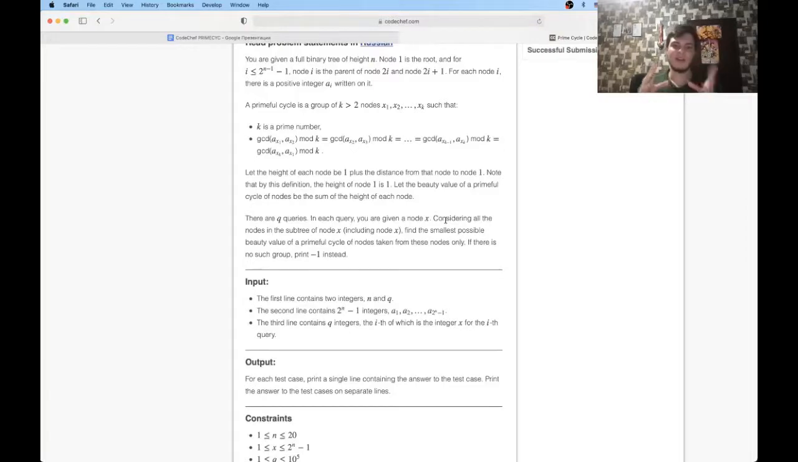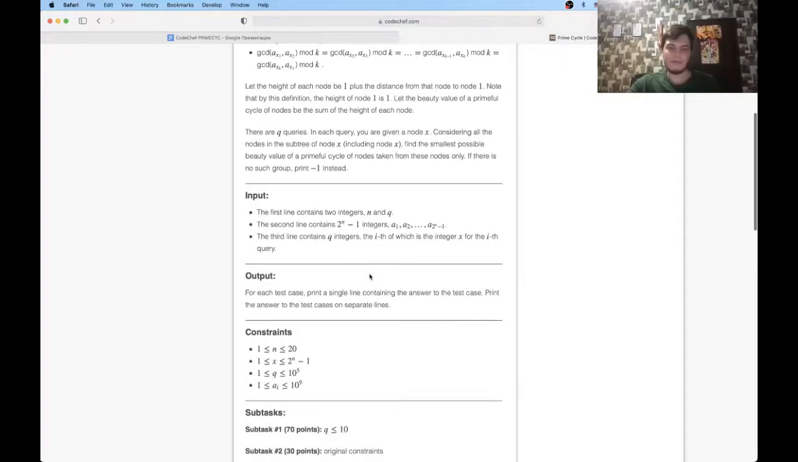And what we want is to consider all prime full cycles that have nodes only in this subtree, so you can ignore all other vertices. And we are interested in the smallest possible value of a prime full cycle, which, again, I should remind you, is the sum of the heights. Also, if there is no such cycle, we print -1, but we are going to see that almost always we have such a cycle.